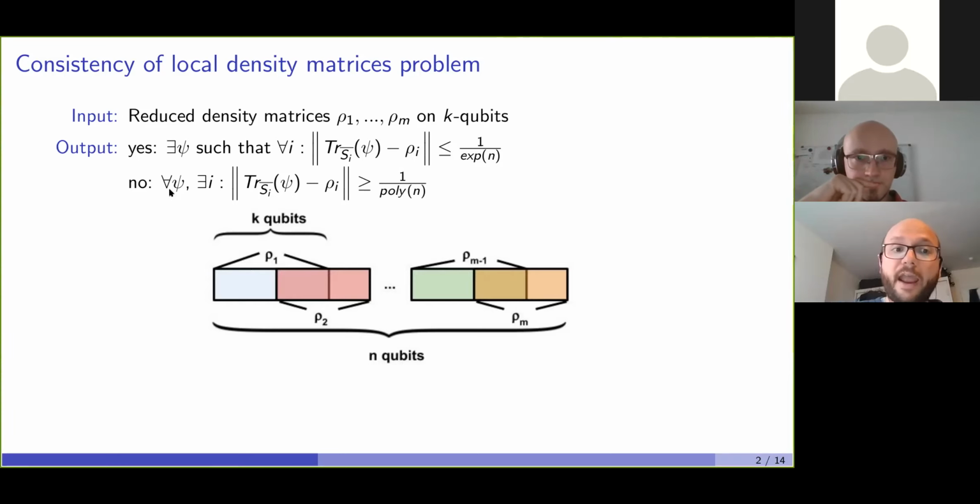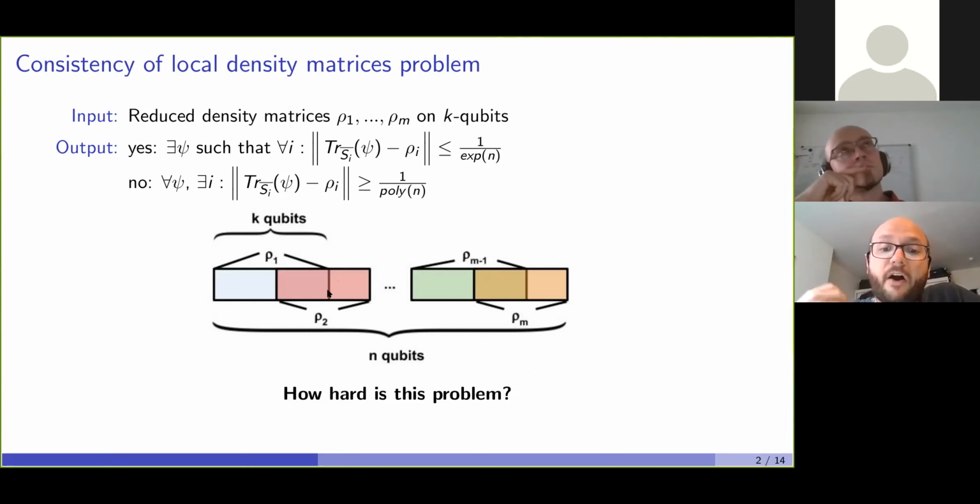Or, on the other hand, for every state psi, there always exists some density matrix rho i such that the reduced state of psi on the corresponding qubits is far from rho i. So we want to know if there is a global state that's consistent with all of them. Our goal here is understanding how hard it is, given these density matrices, to answer this question.